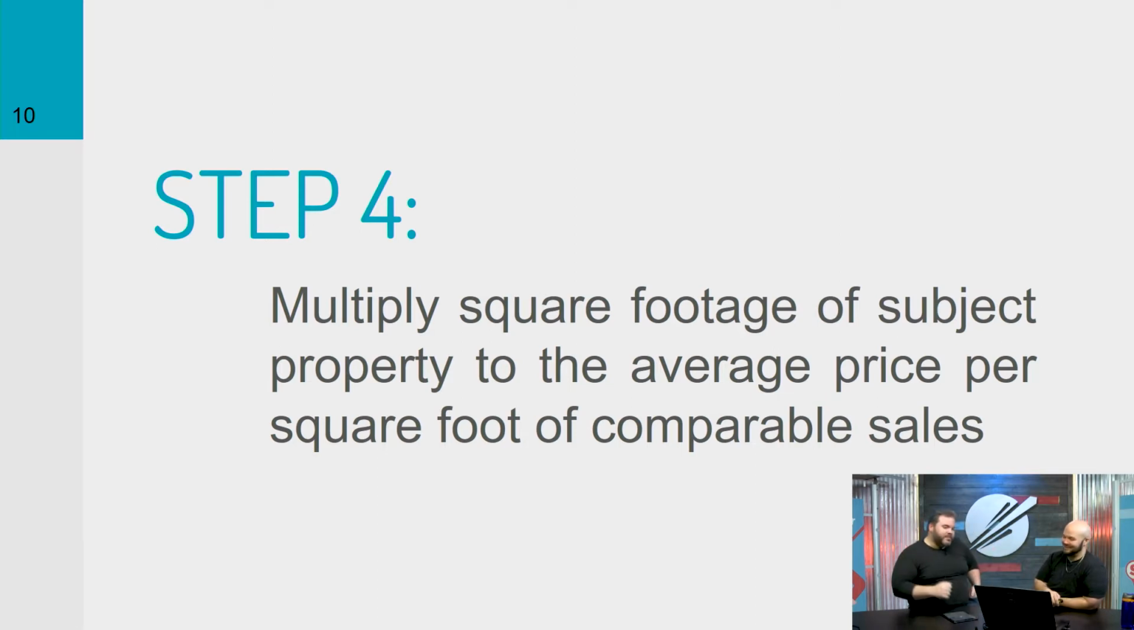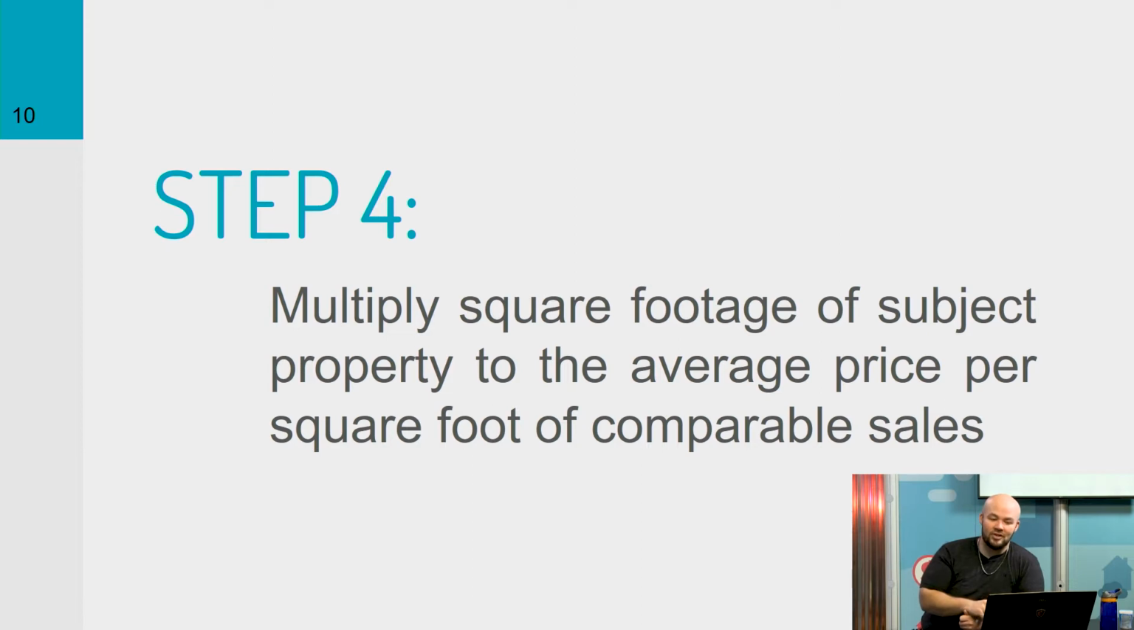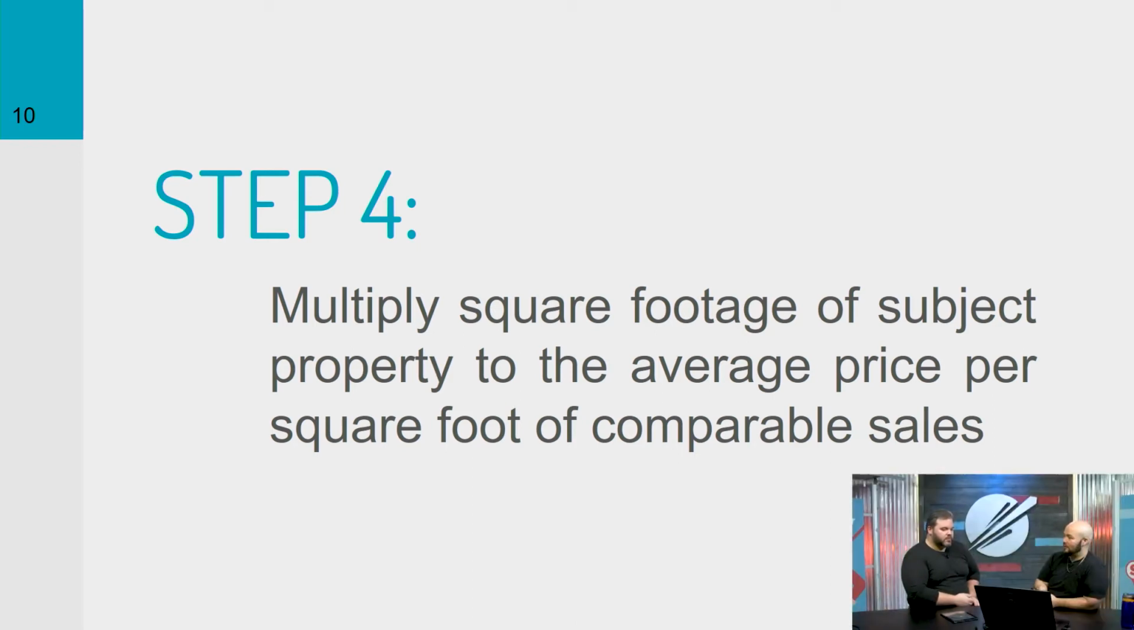So step number 4. I need to multiply the square footage of the subject property by the average price per square foot of comparable sales. So, like I said, if I find out the average price per square foot of my comparable sales is $100 a foot, and I have a 1,214 square foot home, well then I know that my property is going to probably sell for $121,400. Probably somewhere in that ballpark, just to throw that out there for you.